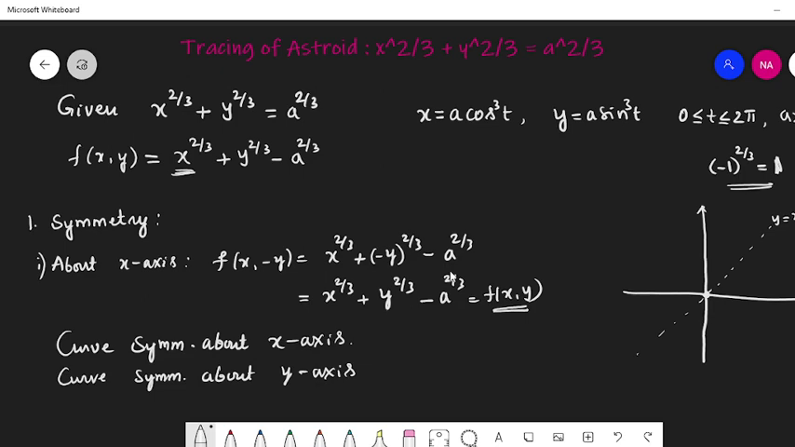Next, you have to check whether the curve is symmetric about the line y equal to x. For that you have to interchange x and y. x power 2 by 3, y power 2 by 3. Even if you interchange, you get y power 2 by 3 plus x power 2 by 3 minus a power 2 by 3. There is no difference at all between these two equations. So curve is symmetric about the line y equal to x.